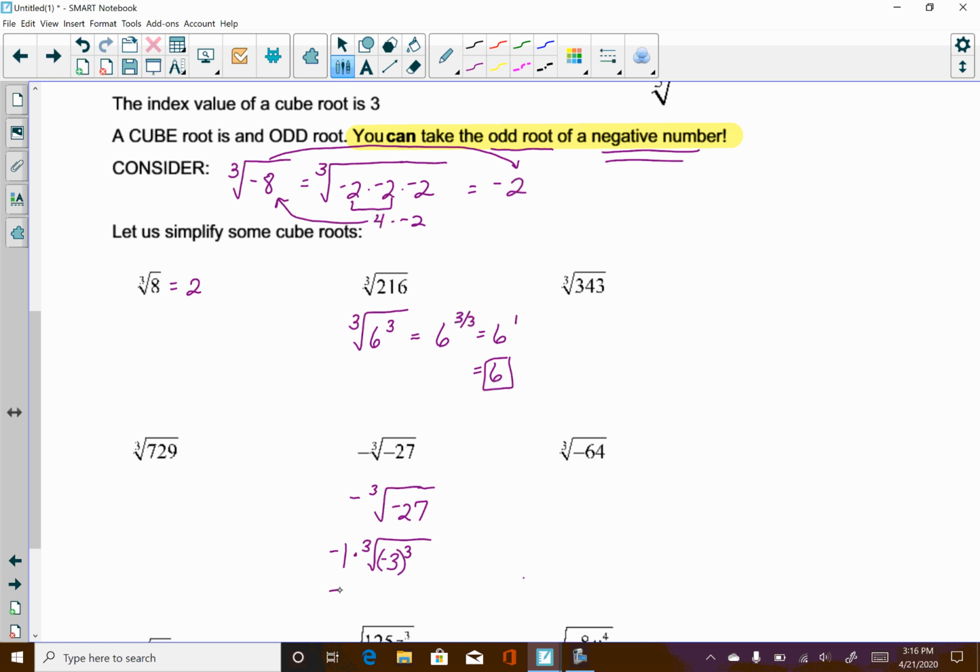So then I still have my -1 out here. The cube root of -3 cubed is just going to be -3. And then multiply that together and you get +3. Final answer. Okay, I'll let you try the next one.